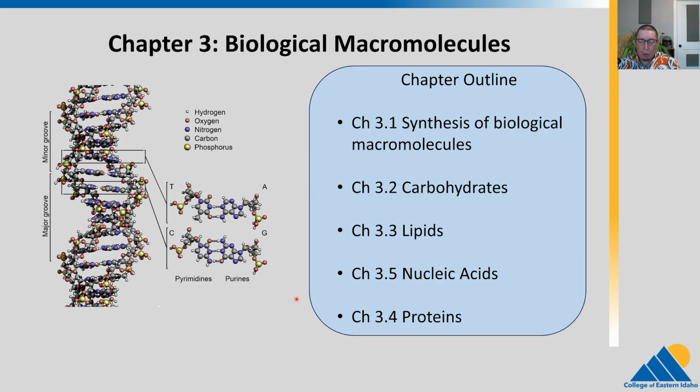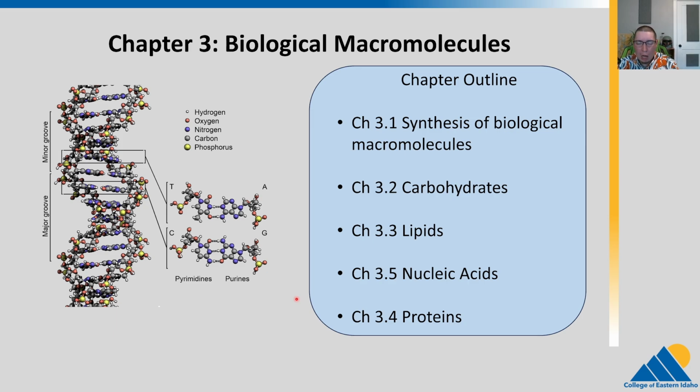Right, in chapter 3, we are going to talk about what we call the biological macromolecules. Remember, macro means large, macromolecules are big molecules. So these are the 4 primary types of molecules that are found in biological systems. We're going to build on our little bit of chemistry that we learned, and we will talk a little bit about some of the bonds that are involved in here.